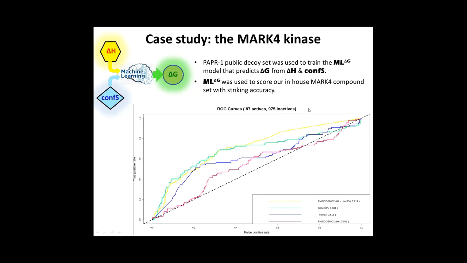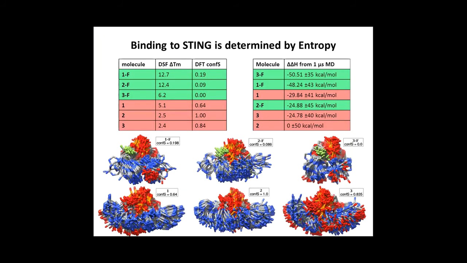I use as a reference in this case GlideSP, which is an excellent software and was the best performing scoring function in this case. And you can see it does quite well for this set. So I combined the enthalpy and the entropy using machine learning in order to surpass Glide. I created a model which I dubbed ML delta G, which gives you more accurate predictions of the free energy of binding. And you can see with the yellow line that it marginally outperforms Glide, which was already good in this case. This was a proof of concept that this scheme works.